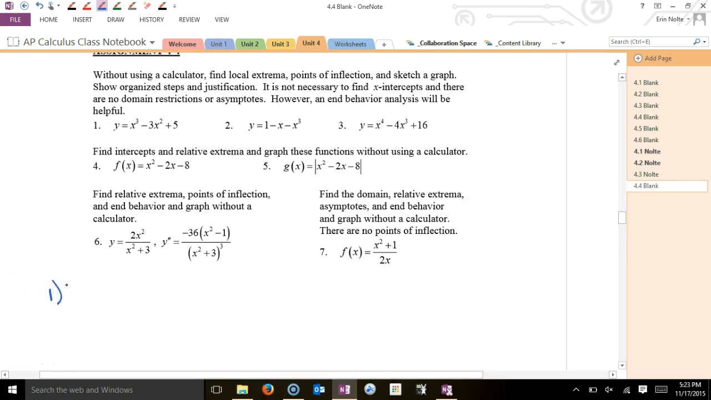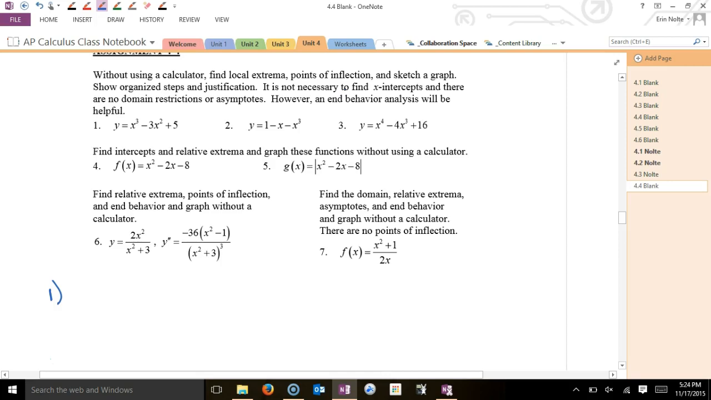Okay, so the directions here say, without using a calculator, find our extremas, our points of inflection, and then sketch the graph. Okay, so we're going to make it very clear with justifications. We're going to find x-intercepts, check any restrictions for domains or asymptotes, and talk about end behavior.